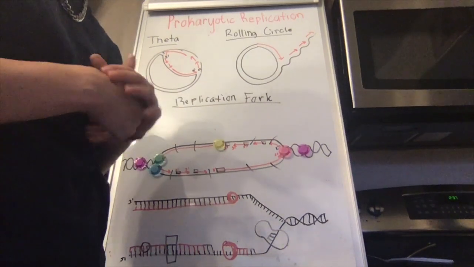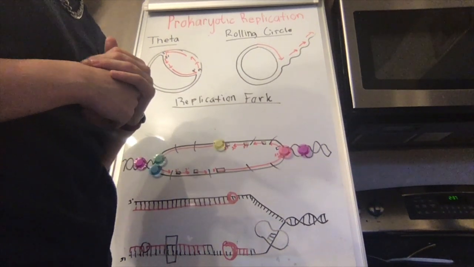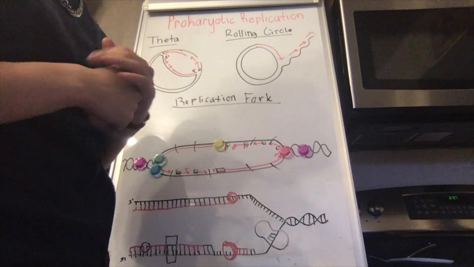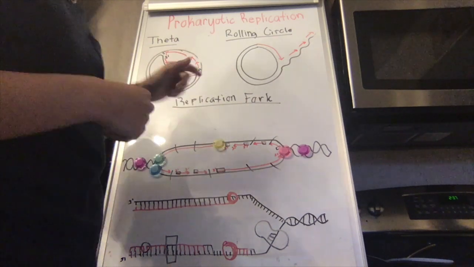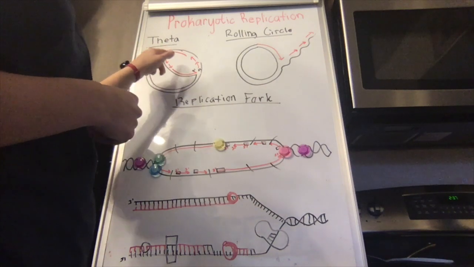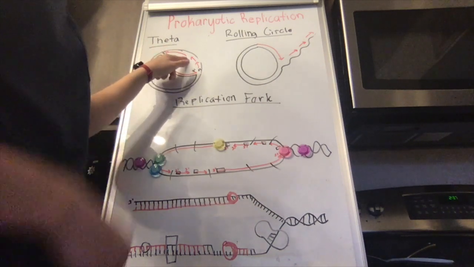Going to talk about prokaryotic replication. There are actually two different types of prokaryotic replication: theta replication and rolling circle replication. Theta replication is bidirectional, meaning it proceeds from two directions from the origin of replication.